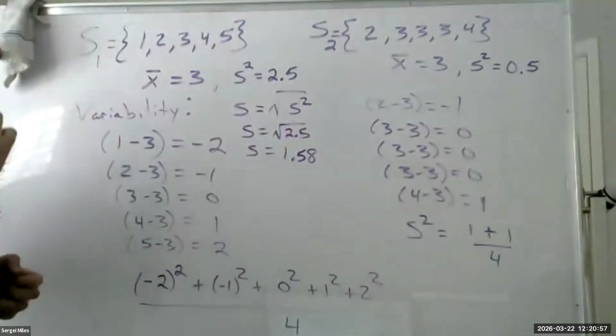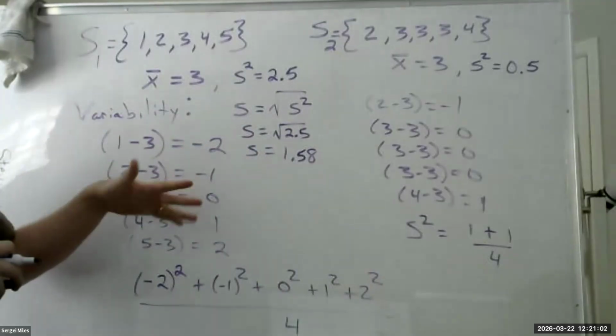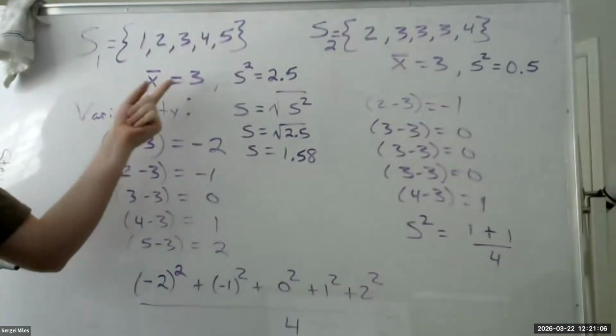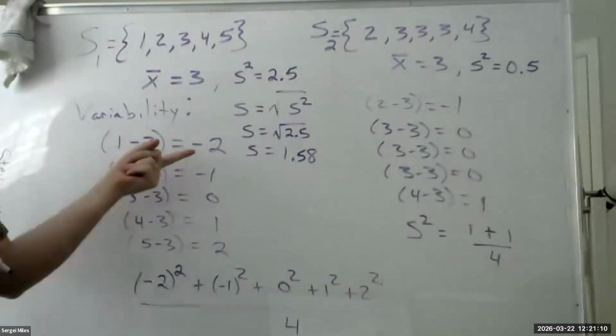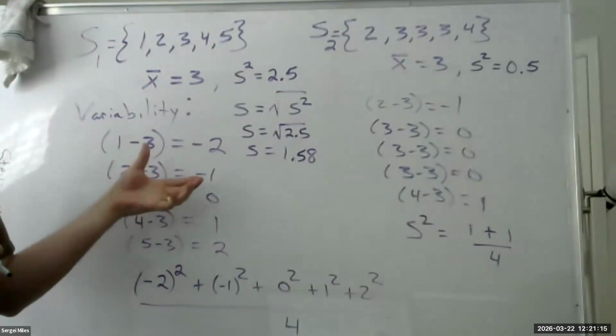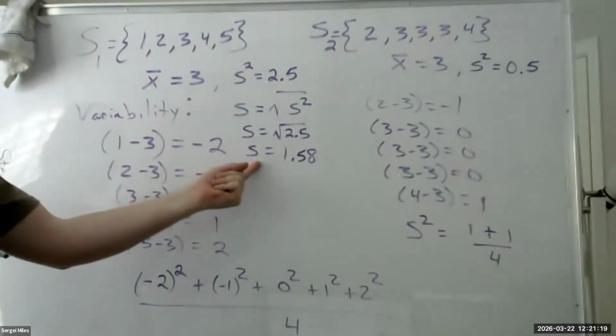Which now, this makes more sense. This is saying, on average, my data points are about 1.58 away from the center. Which, yeah, that's mostly true. Some of it is 2 away, some of it is 1 away. One of them was 0 away, but on average, 1.58-ish. That's what standard deviation is.